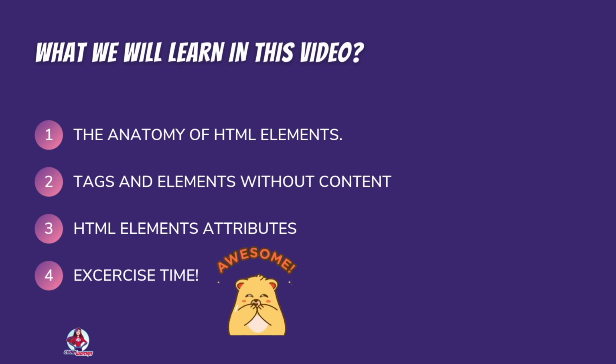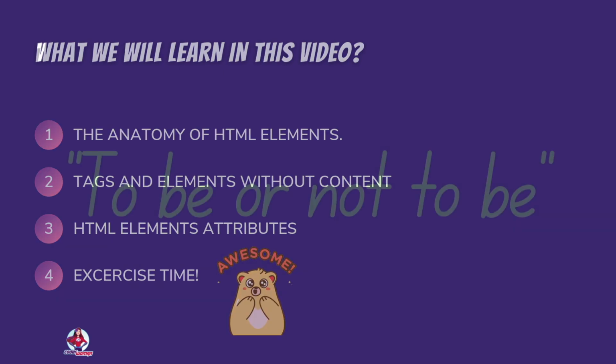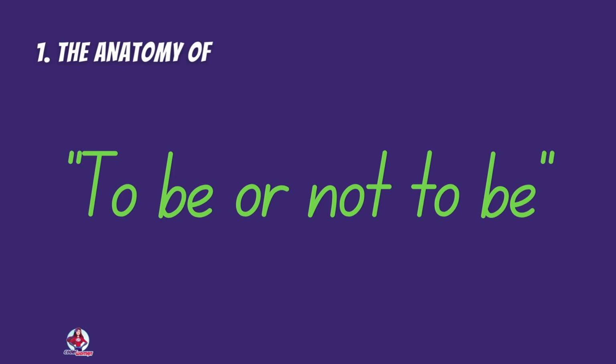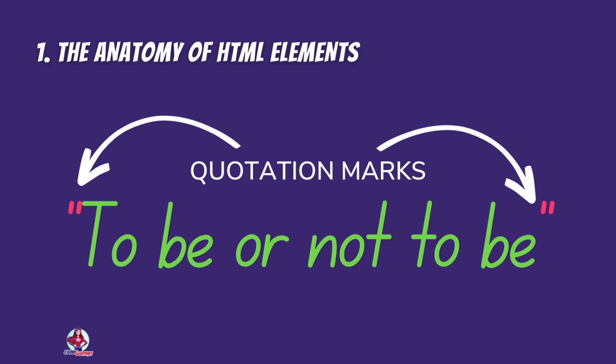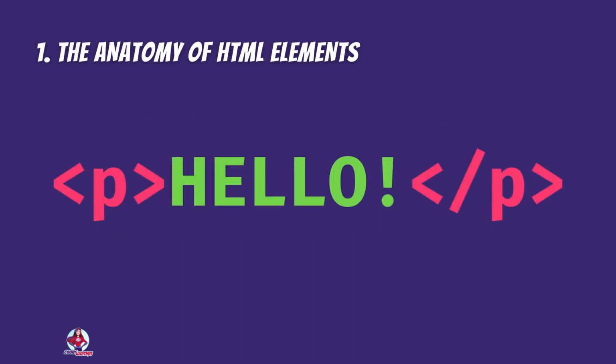Let's start with a quick comparison to something you already know, quotes in English. When you see quotation marks around text, you know it's a quote, right? HTML works in a similar way. You can easily recognize HTML code because of the tags that surround the content, like quotation marks. These tags tell the browser what type of content it is and how to display it.